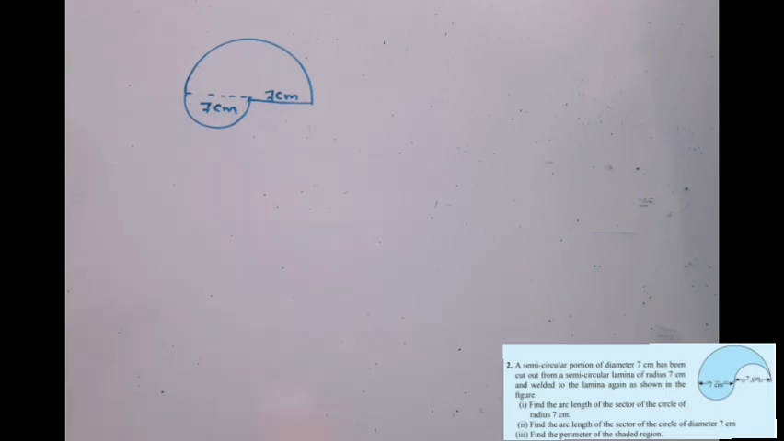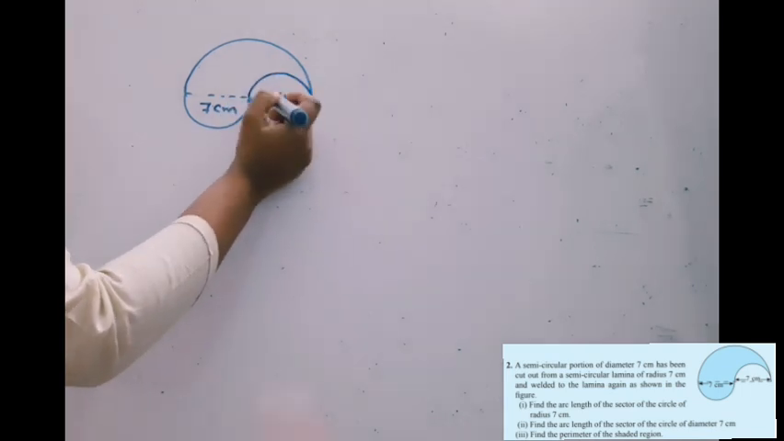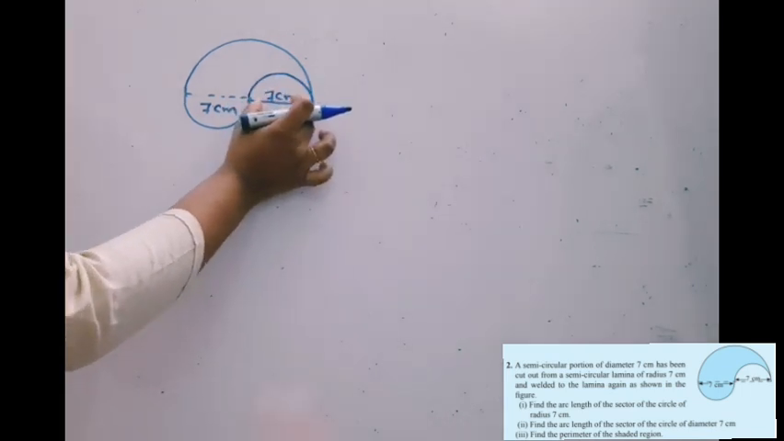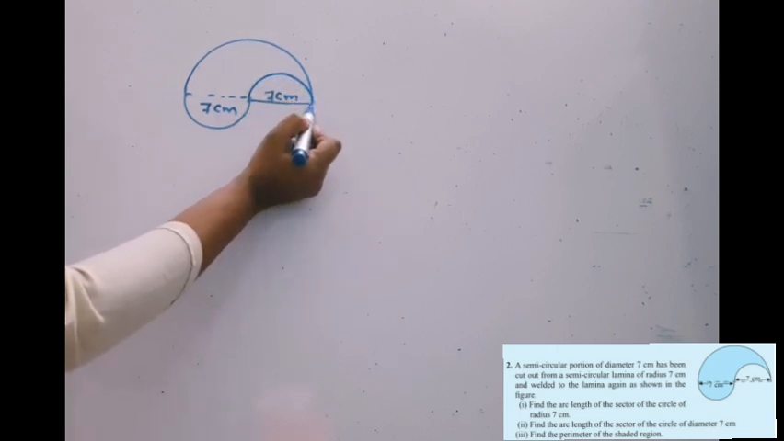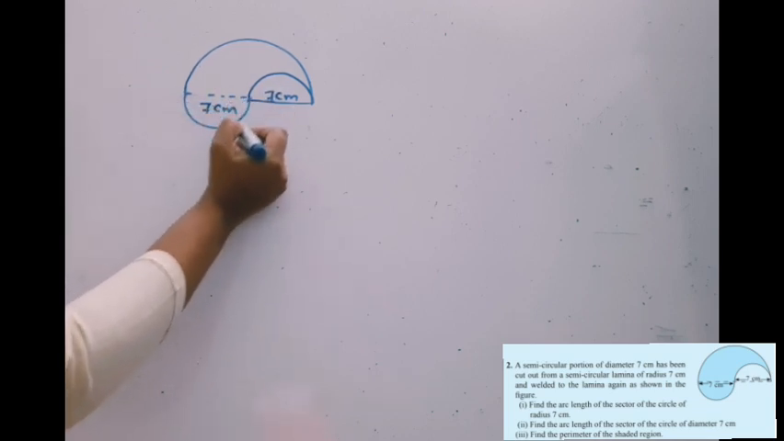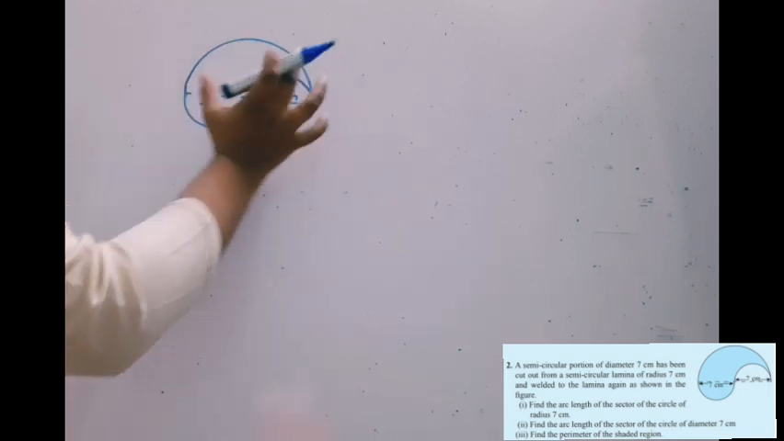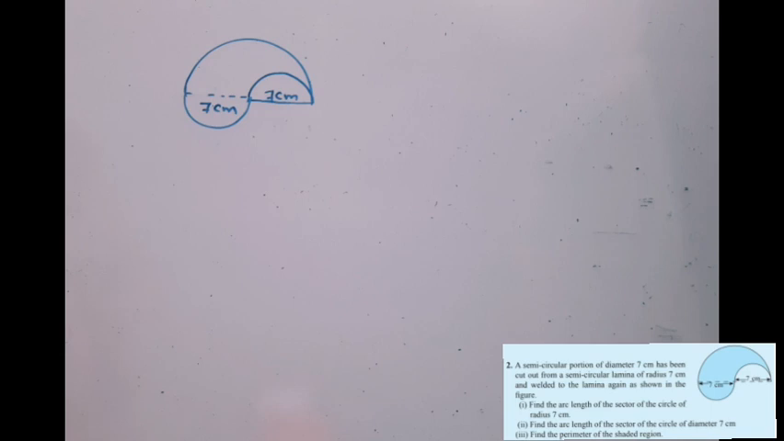So the question is, a semicircular portion of diameter 7 centimeter has been cut out from a semicircular lamina of radius 7 centimeters and welded in the lamina again as shown in the figure. So now this part of the circle, semicircle, the diameter is going to be 7 for this small semicircle. Am I right? So it has been cut out and repasted onto this side of the semicircle. So remember, there are two different sizes of semicircles here.